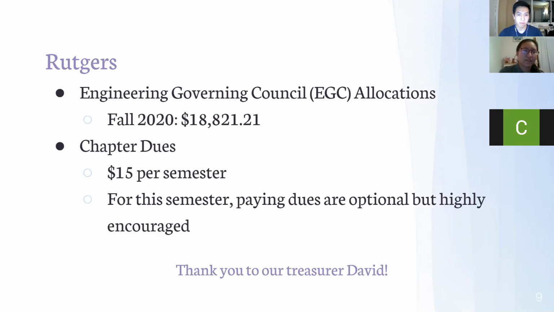Another way that we receive money is through chapter dues. Every member in the Rutgers chapter of EWB is required to pay $15 per semester. However, for this year, we understand it's a very difficult time due to virtual learning, so it's only highly recommended or encouraged to pay the dues. It's not mandatory anymore. However, if you do pay, there will be benefits involved. I still highly encourage everyone to pay. Thank you to our treasurer, David. He was in charge of getting us the allocations from EGC, and he'll also be collecting dues, so you can hear from him in the future.